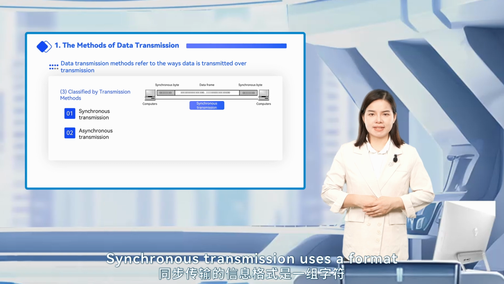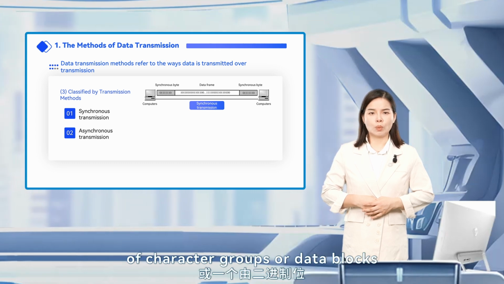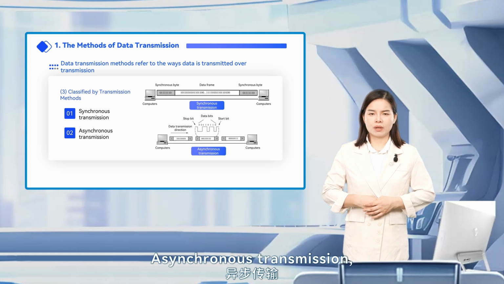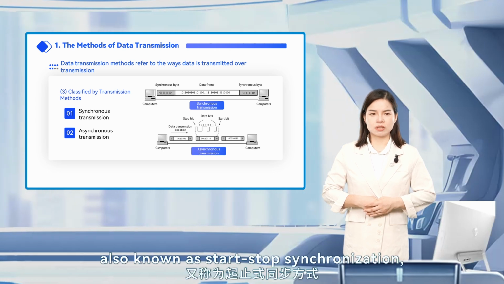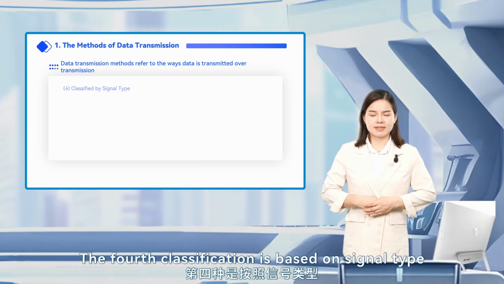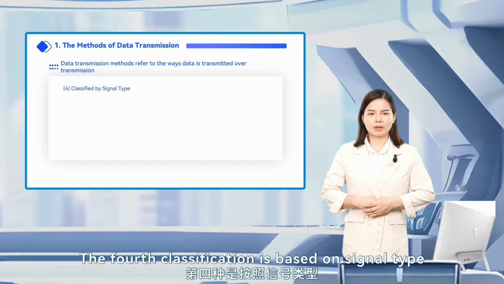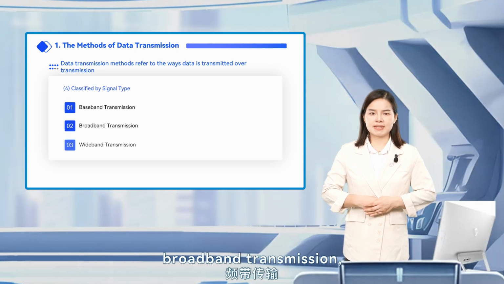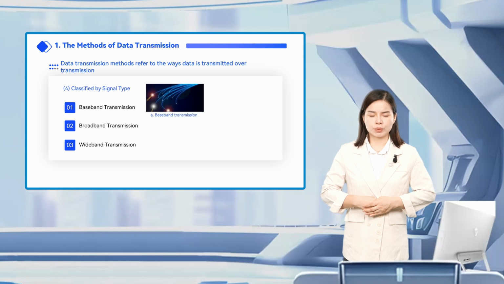Synchronous transmission uses a format of character groups or data blocks composed of binary bits. Asynchronous transmission, also known as start-stop synchronization, synchronizes characters individually. The fourth classification is based on signal type and includes baseband transmission, broadband transmission, and wideband transmission.